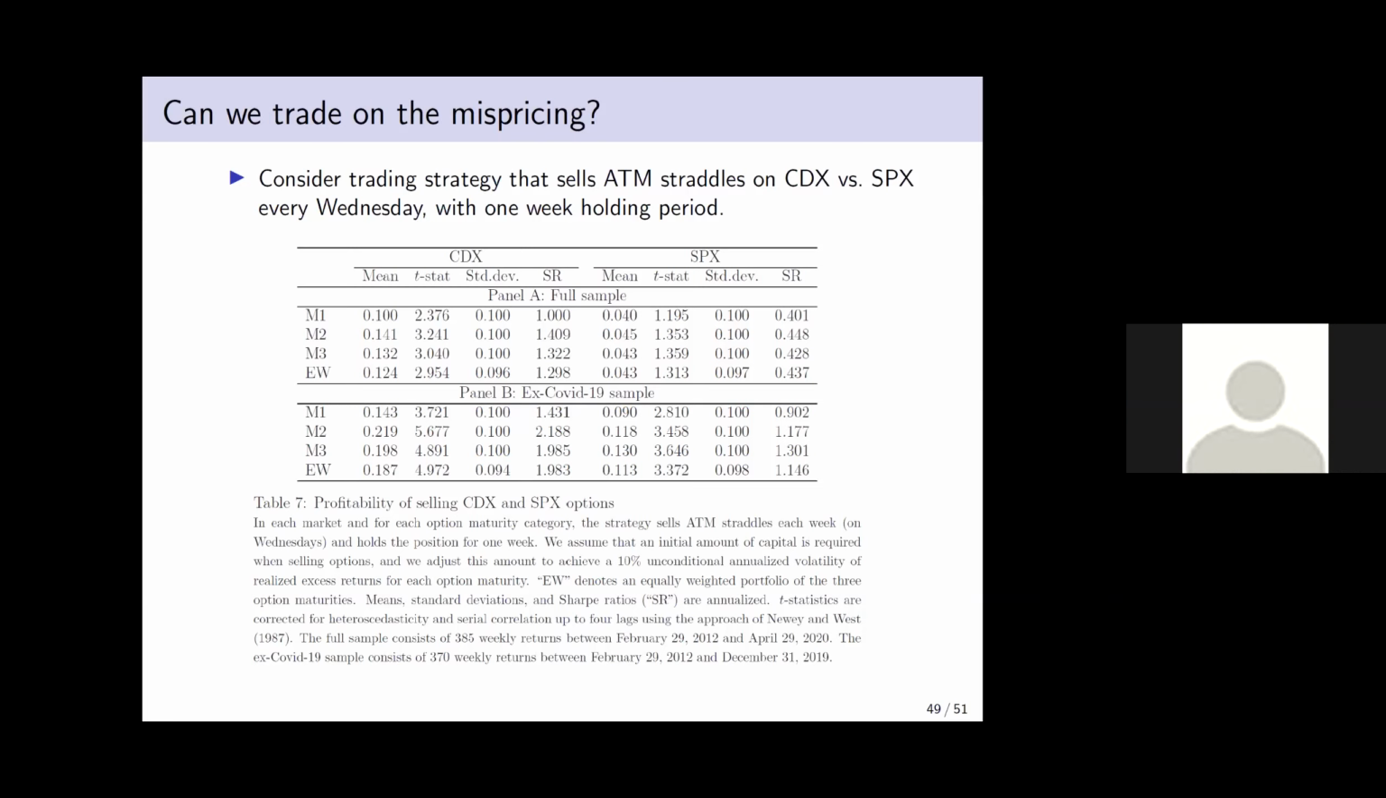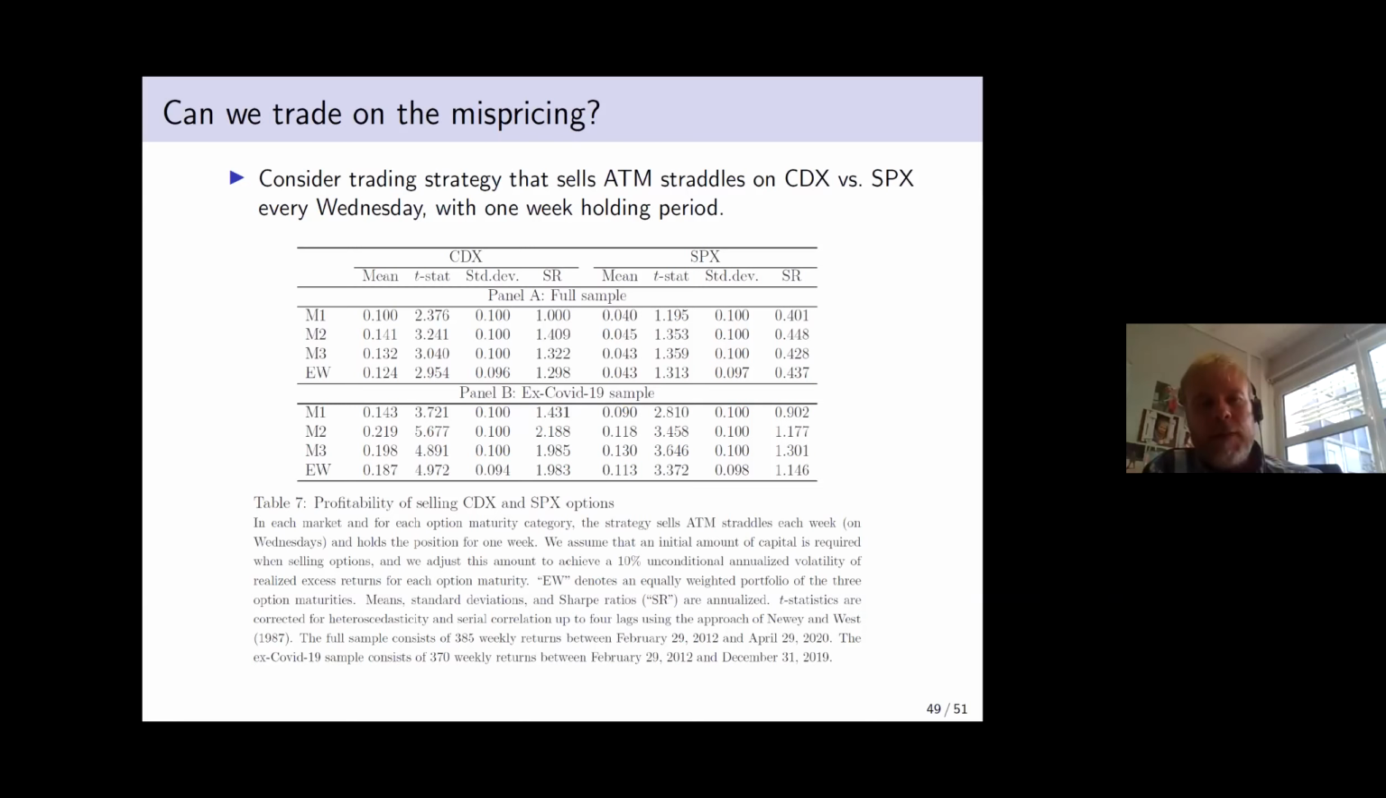Maybe one thing to add is that during this time that we're looking at, meaning from 2012 until today, the tranche market has become very illiquid. I mean, the CDX options market is many times more liquid than the tranche market. I'm not sure how reliable the quotes that we could get from the CDX tranche markets are. Okay. That's a good point.